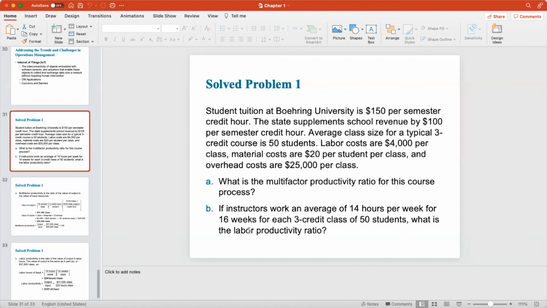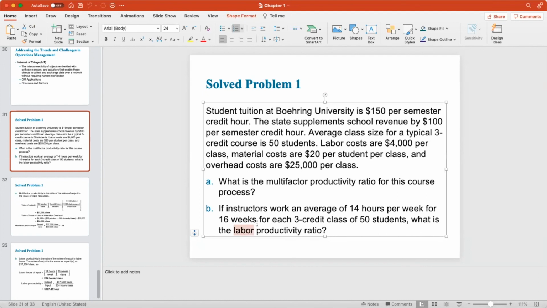First of all, there's a common part, which is the output value. We don't change anything related to the output value, but the key difference here is the input. Since part A is related to multi-factor input, when we calculate for part A, we include labor costs, material costs, and overhead costs. But here, since we only care about labor productivity, the input will only account for labor.